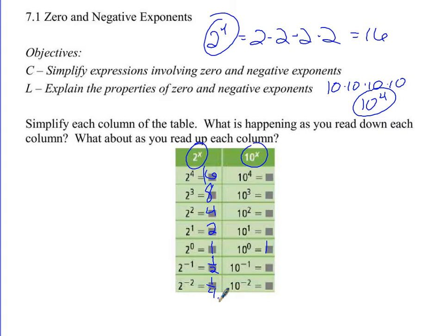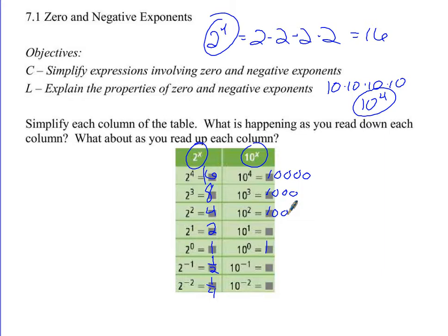1/8. What's happening? It's not halving. It's putting 1 over each time. What's 10 to the fourth? 10,000. And what's 10 to the third? 1,000. And what's 10 to the second? 100. Do we have another word for 10 to the second power?